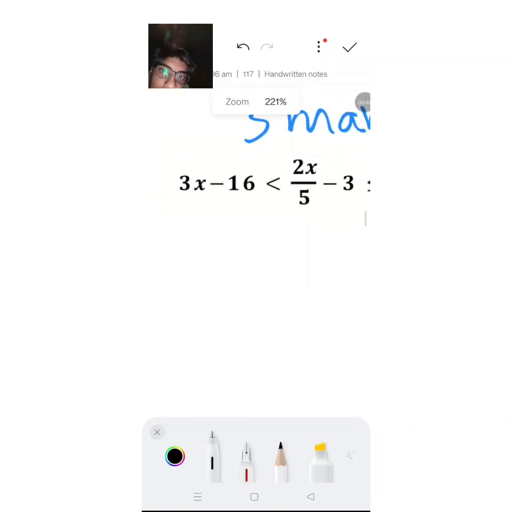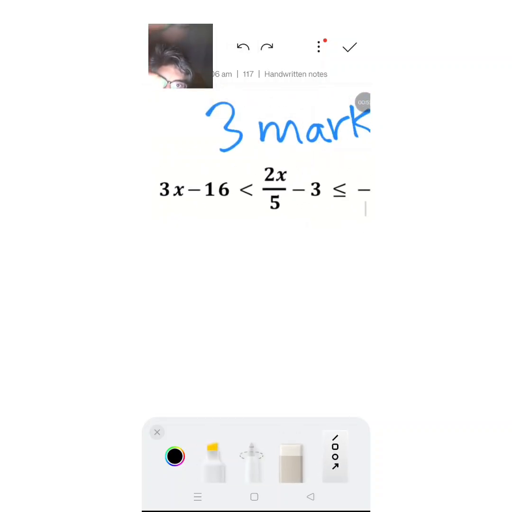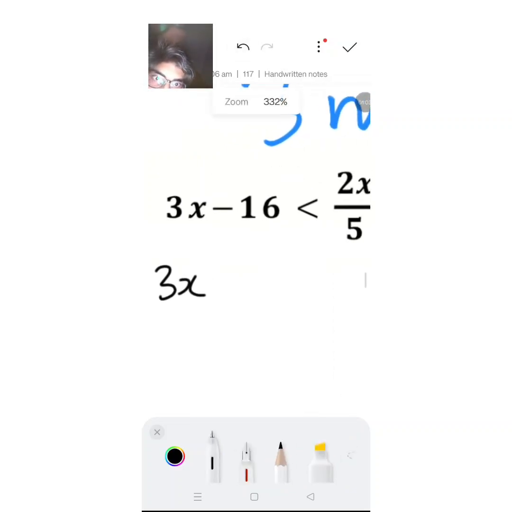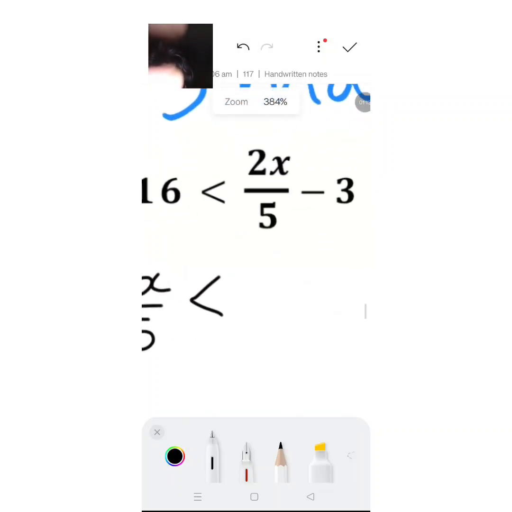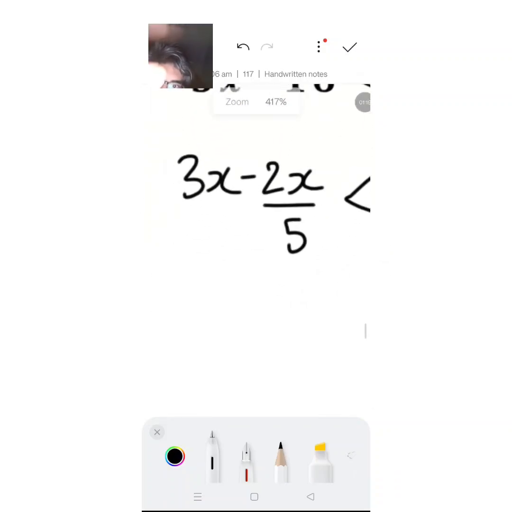First thing you do is you get the x's together. That's my biggest advice. So let's say you want to do this part first. You get this 2x by 5 over here. So you make this 3x minus 2x by 5 less than... 16 comes here, becomes plus 16, so 16 minus 3. And now you just take LCM, so what is it going to be?